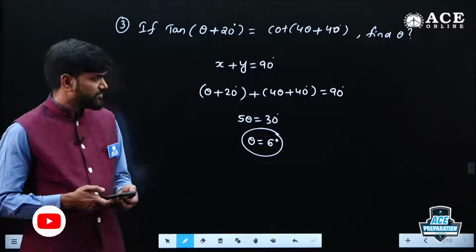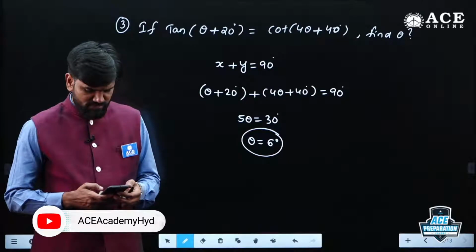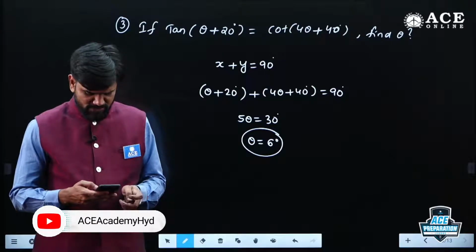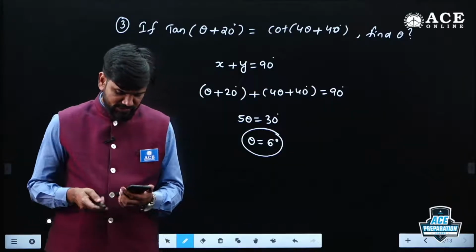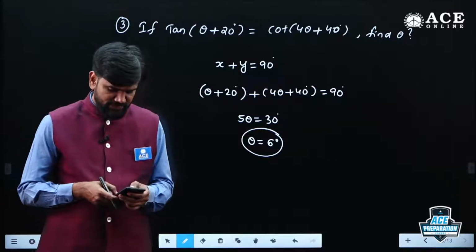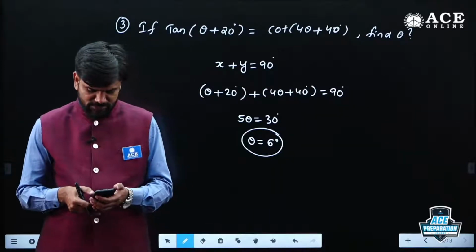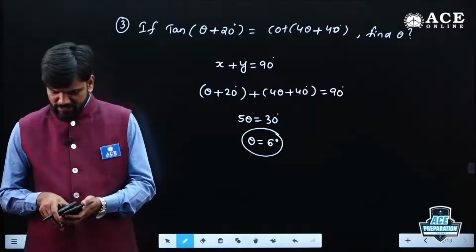Is that clear, or any doubt in this? Any doubt? Please respond. Bhagya Lakshmi, 6 degrees, that is correct. That's right, dear. Right? Chalo, moving ahead.